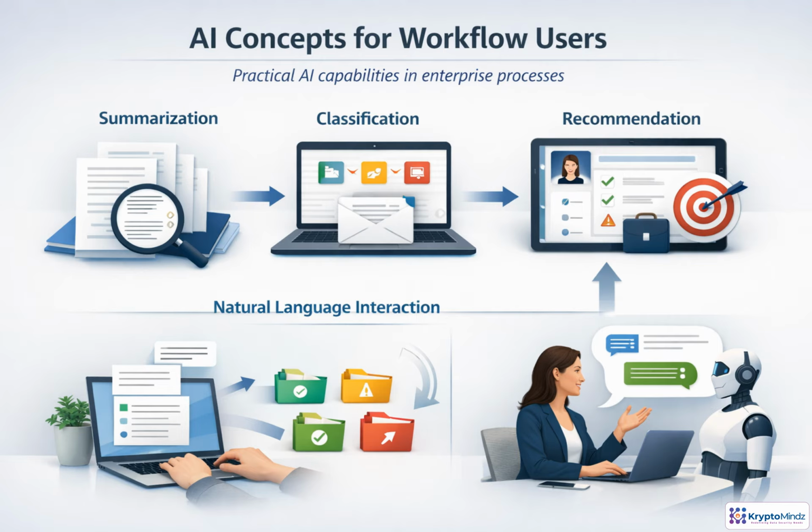For workflow users, AI is less about building models and more about recognizing useful capabilities. Summarization turns long case notes, emails, or documents into key points. Classification sorts requests by type, priority, or destination. Recommendation suggests next steps, owners, or risks. Natural language interaction lets people ask questions or give instructions in plain language, making automation easier to use.